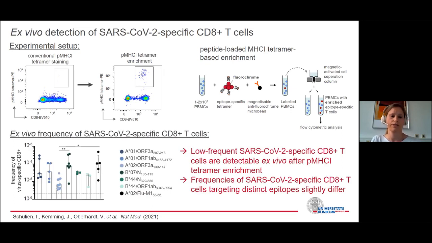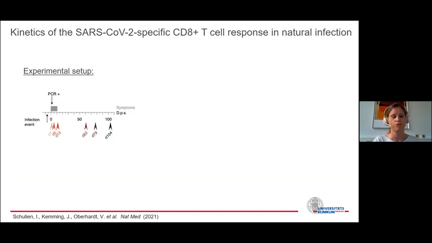When we did this, we saw that the frequencies were quite low, and you can see here in black, as a reference, the influenza virus specific CD8 T cells. We also realized that the frequencies differ with respect to the targeted epitope. Now, having the tetramers, we followed a patient that developed mild disease and with a known infection event, so we could really do the kinetics.